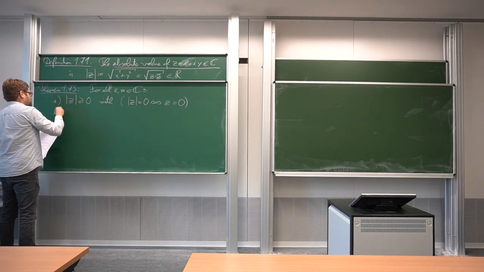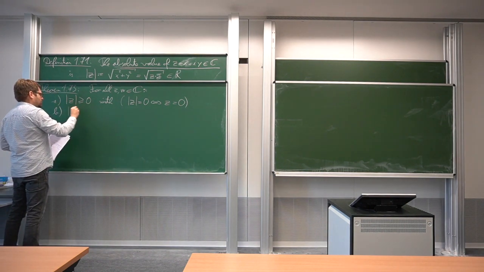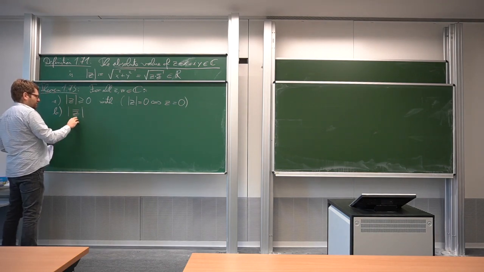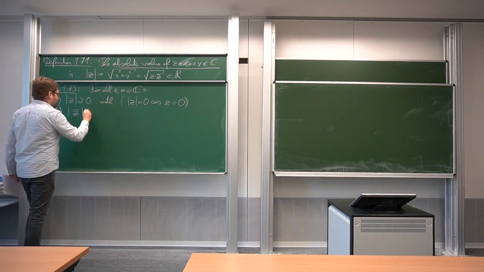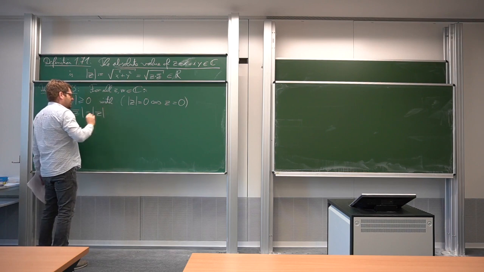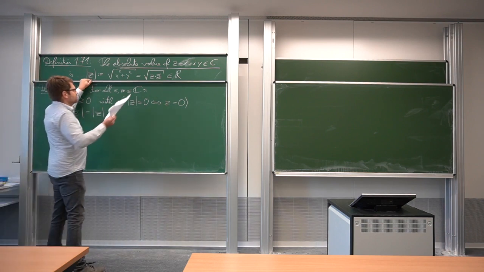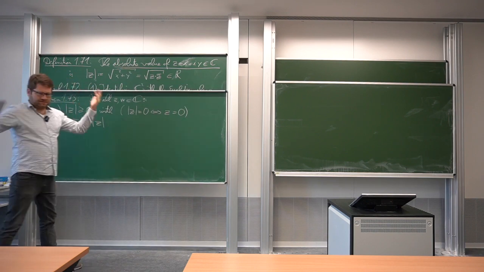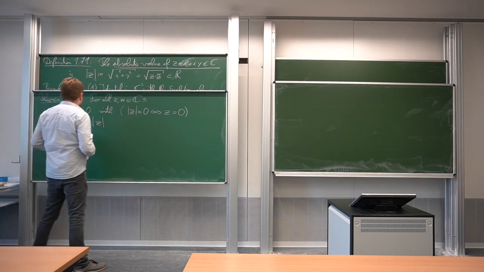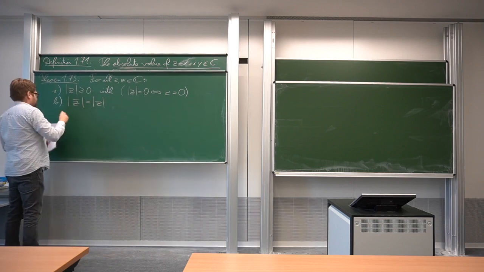So B, and this is something also quite obvious: the absolute value of z conjugate, of z bar, is the same as the absolute value of z itself. Remember that only the imaginary part changes its sign, but since there's only a square in here, minus squares to plus, so this doesn't matter for us. It's also easy to see.